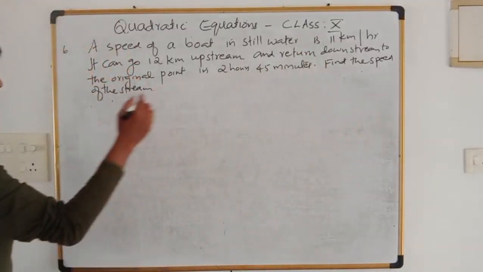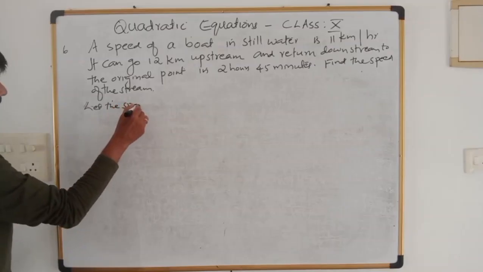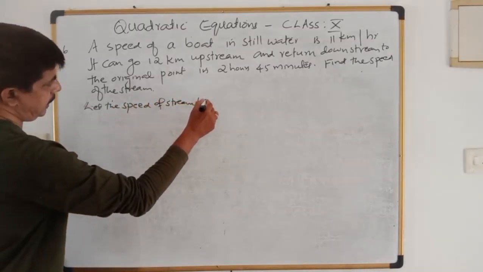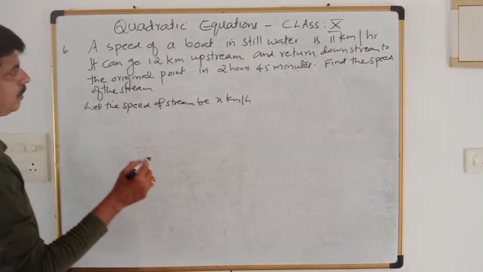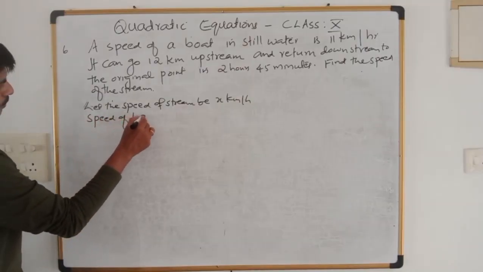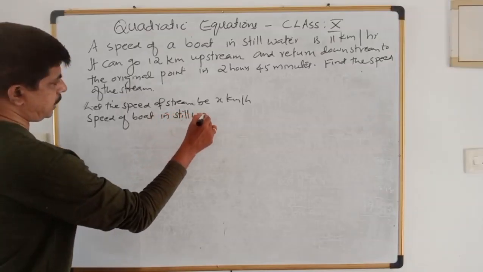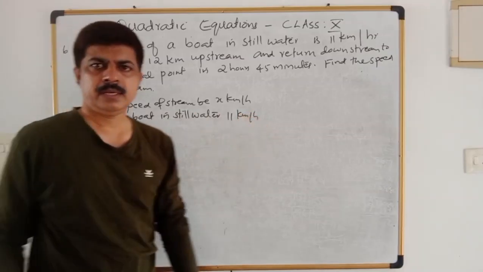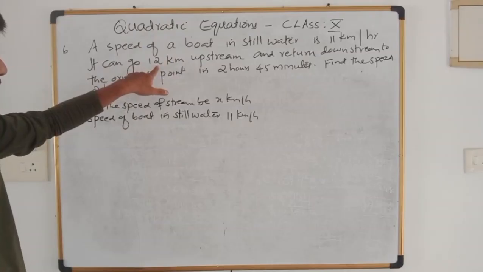Okay, let us find the speed. Let the speed of stream be x kilometer per hour. But we know the speed of boat in still water, that is given. 11 km per hour is given. So moving upstream and downstream, okay, distance is 12 km.